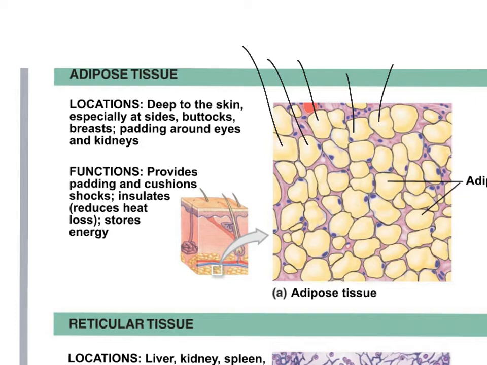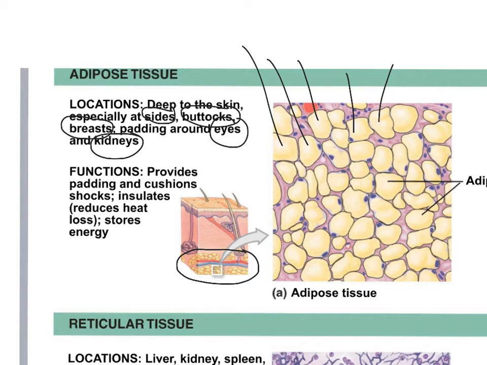So where do we find fat cells? Well, we find fat right underneath the skin. So here you can see the adipose tissue underneath the skin. We find it in other areas. We find it in the sides, your buttocks. In females, we find it around the breast area. It pads the eyes. It pads the kidneys. You find it around the heart. You find it in many places.